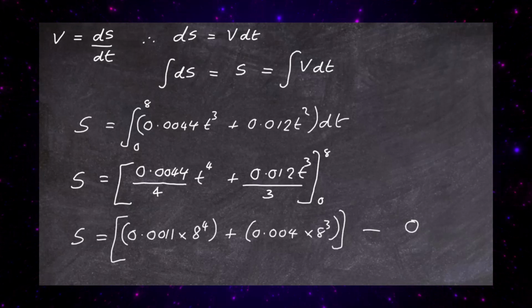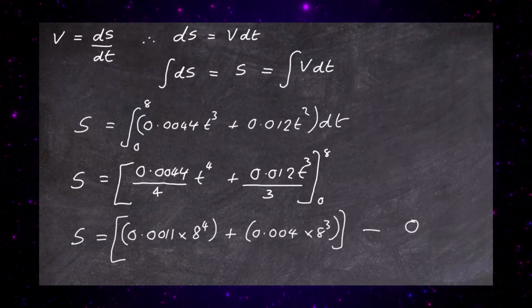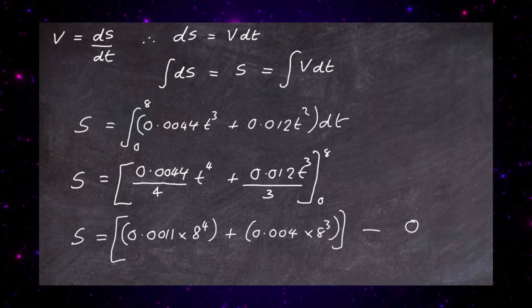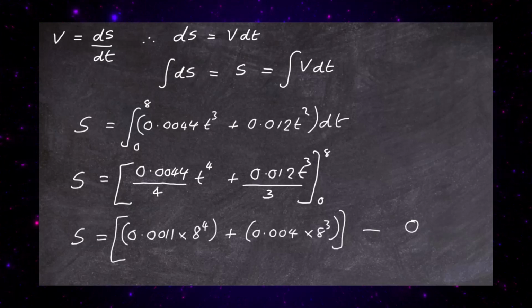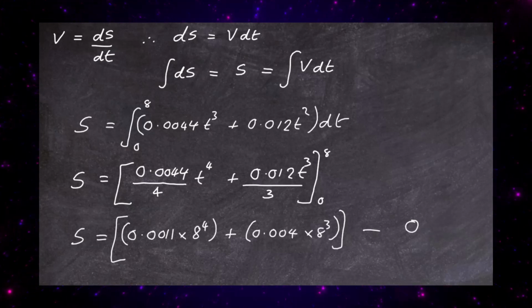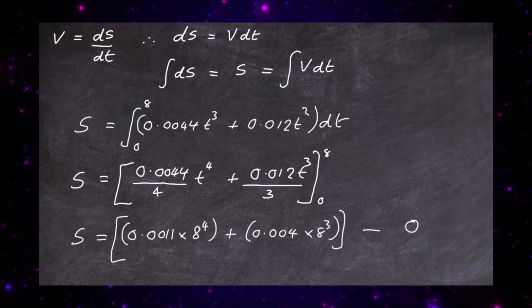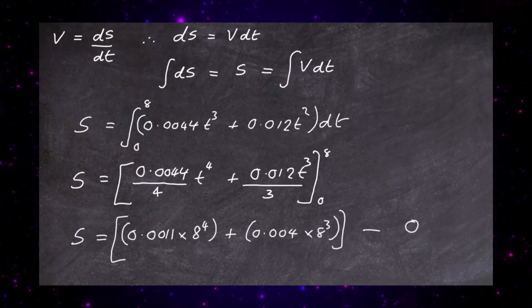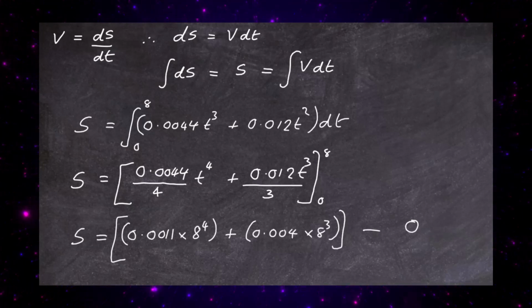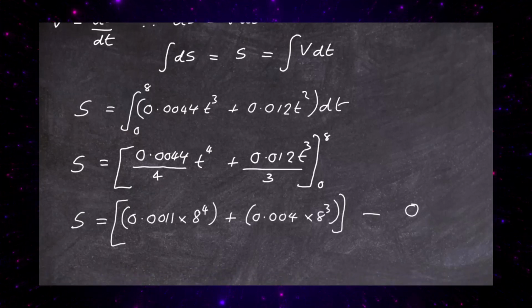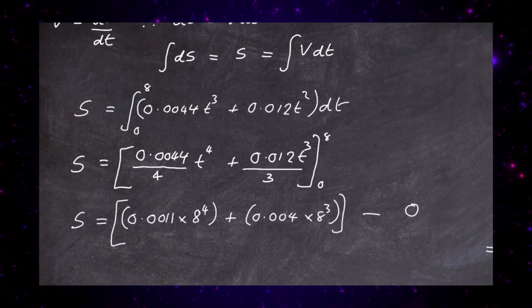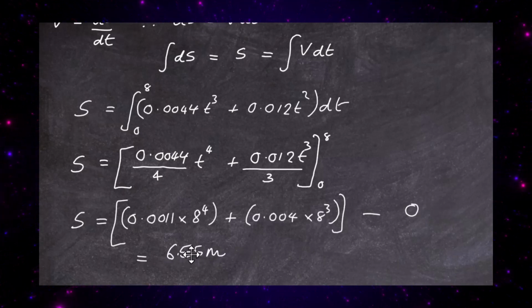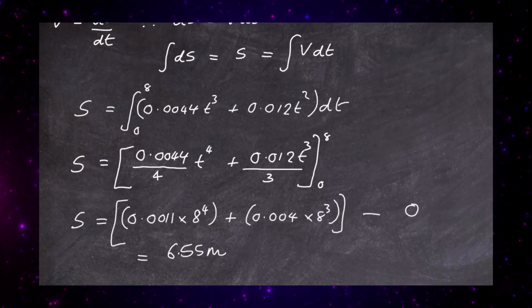So all we have to do is do a simple little calculation with a calculator, 0.0011 times 8 to the power 4, keep it in brackets to keep your working safe in the calculator, plus bracket 0.004 times 8 cubed, and if we get our answer to that, we should get our final answer for the total displacement at that time, and we get 6.55 meters.